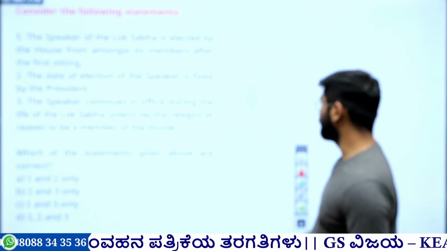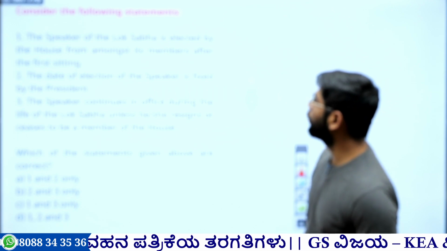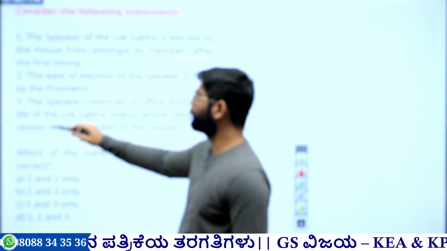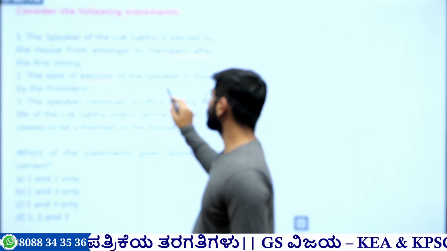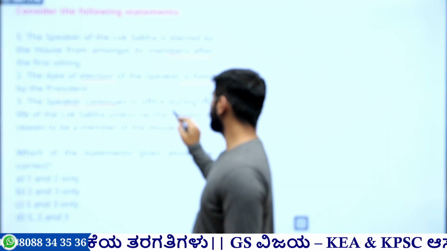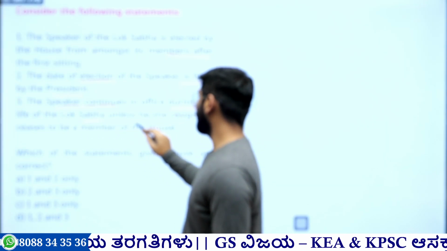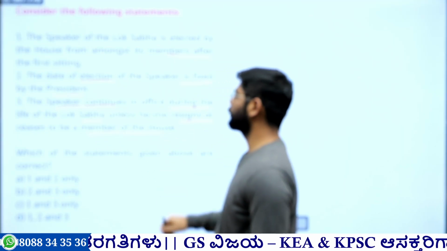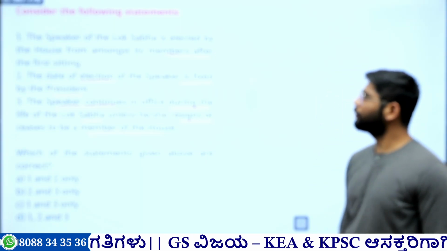Next, it is about the speaker. Okay, first statement, the speaker of Lok Sabha is elected by the house from amongst its members after the first sitting. Second, the date of the election of the speaker is fixed by the president. Third, the speaker continues in office during the life of Lok Sabha unless he or she resigns or ceases to be a member of the house. Okay, so let me know which one is correct here.